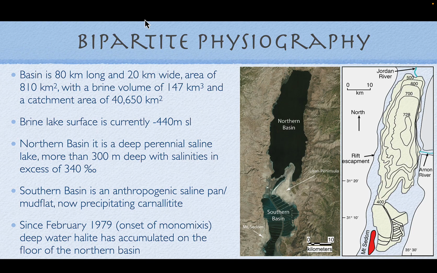In the 60s, that was a single body of water between the northern basin and the southern basin, but that brine level has been falling ever since. In fact, as we'll see shortly, in February 1979, that northern basin changed from a meromictic, a density stratified brine system. Once it went into that holomictic phase, we see the accumulation of deepwater halite on that 300 meter plus water brine column, or below that 300 meter plus water brine column in the northern basin.